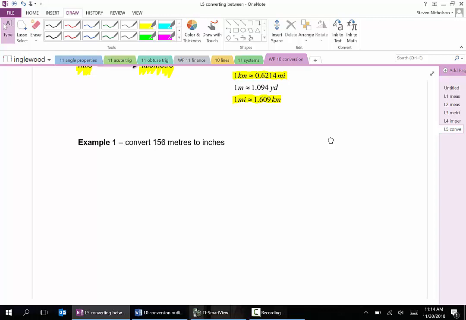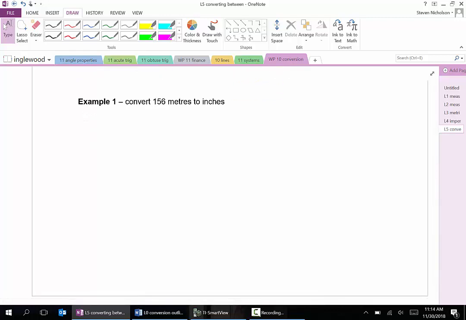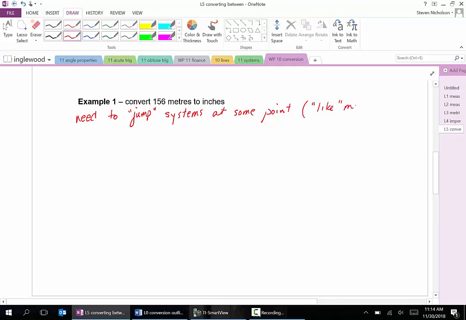So here's our first example. And again, it's going to be really quick. I'm only going to do 3 examples. But here's our key idea. Our key idea is at some point you need to jump. So I've been using the word bounce as we've gone through this unit. At some point you're going to need to jump systems. And again, there's 2 ideas. You either jump right away or you jump when you get close. And I'm going to jump when we have like measures.